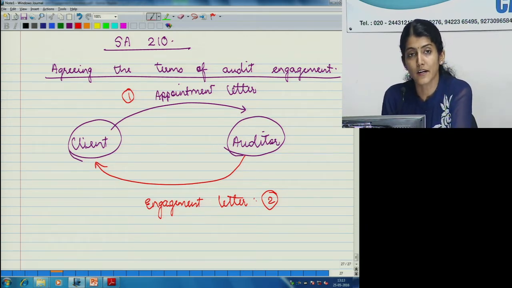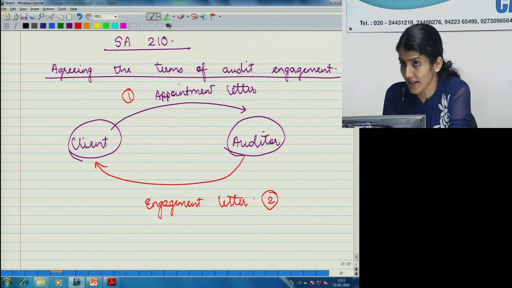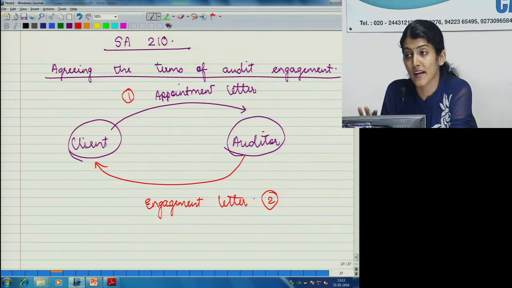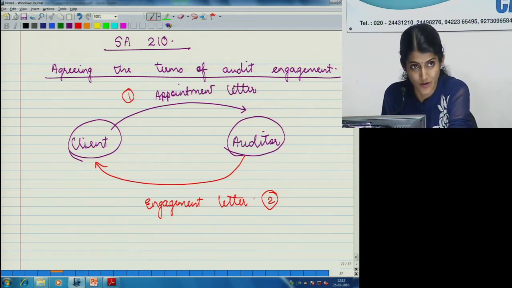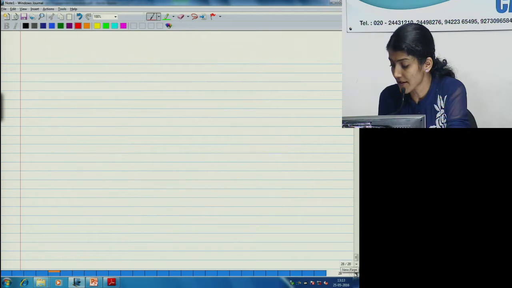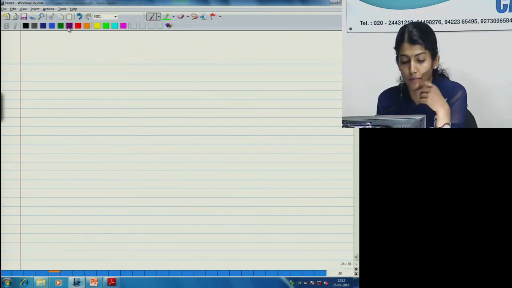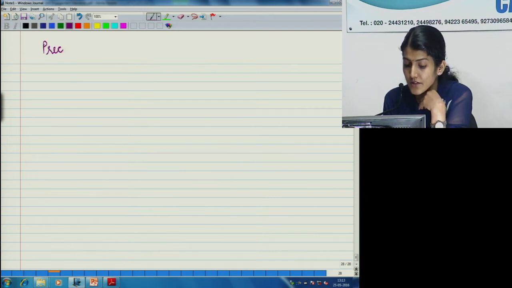Like, getting an audit done from an auditor, does it mean there is a guarantee for detection of fraud and error? No guarantee for detection of fraud and error, no. So making the terms and conditions of the engagement clear, that is the main purpose of sending the engagement letter. So who sends the engagement letter? The auditor to the client. Now, when the auditor has to send this engagement letter to the client, first they talk about certain preconditions for an audit.